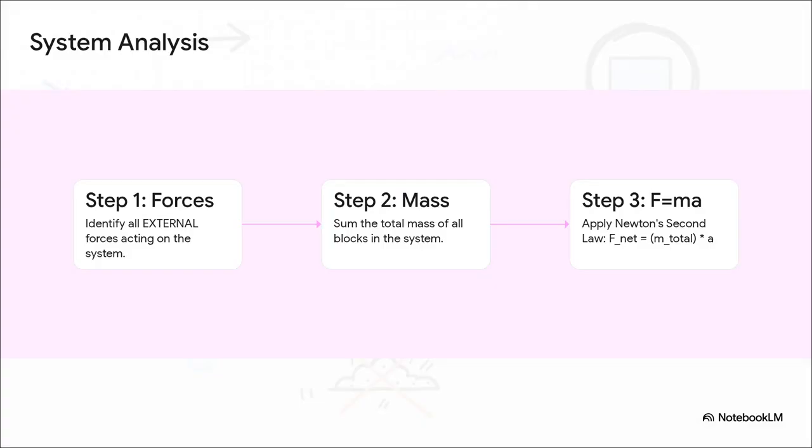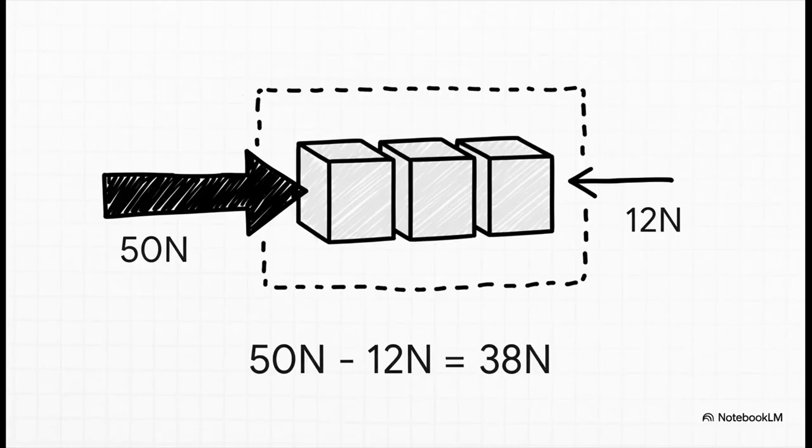So, how do we do it? It's basically a 3-step game plan. First, we'll add up all the external pushes and pulls. Second, we'll find the total mass of our system. And third, we get to use the one and only, the most famous equation in all of physics, Newton's second law: F equals ma. All right, let's put this into action.